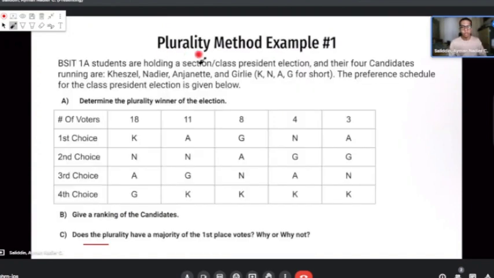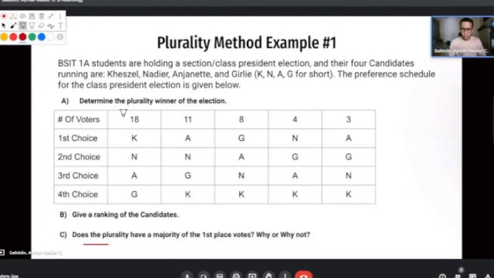So, here's an example. BSIT 1A students are holding a section/class president election, and their four main candidates are Kaisal, Nadir, Anjanet, and Gurley. For short, let's just go with their initial letters, K, N, A, and G. The preference schedule for the class president's election is given below. So here it is. Now here, let's determine the plurality winner of the election.